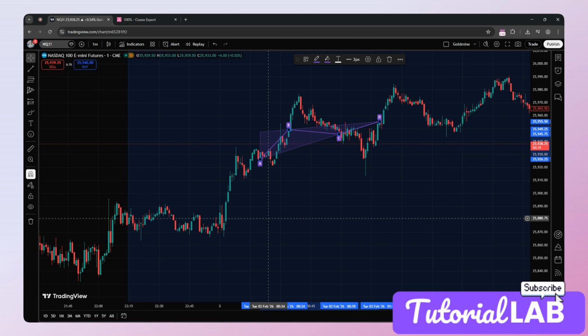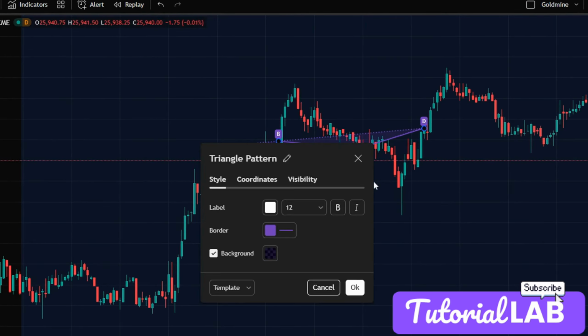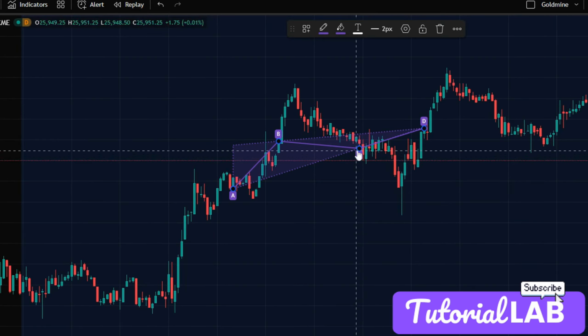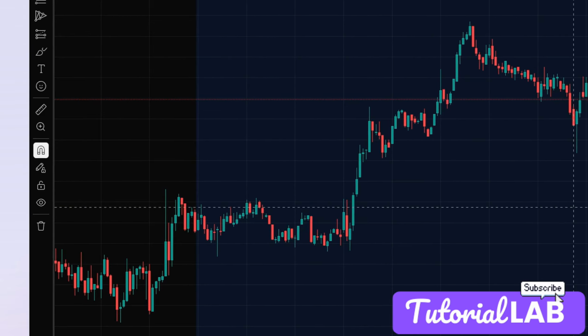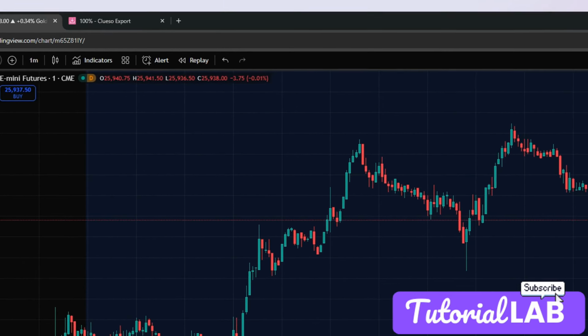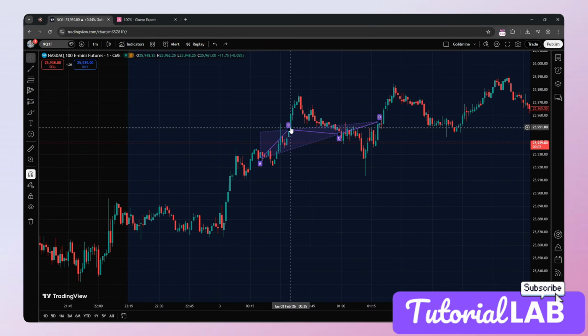Here are a few tips to keep your chart clean. Customize the triangle line colors, thickness, or style by clicking on it and opening the settings. If you make a mistake, right-click on the triangle and select Delete or Remove. Or use the trash icon to remove multiple drawings at once. Use your triangle height to estimate possible profit targets. Measure the vertical distance from the base to the tip and project it from the breakout point.